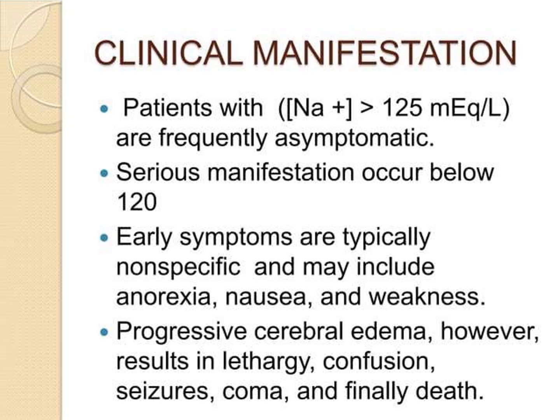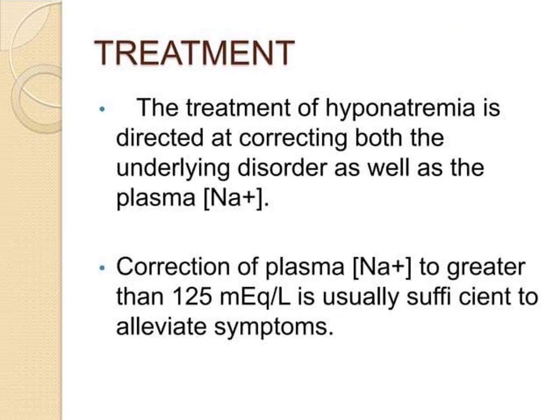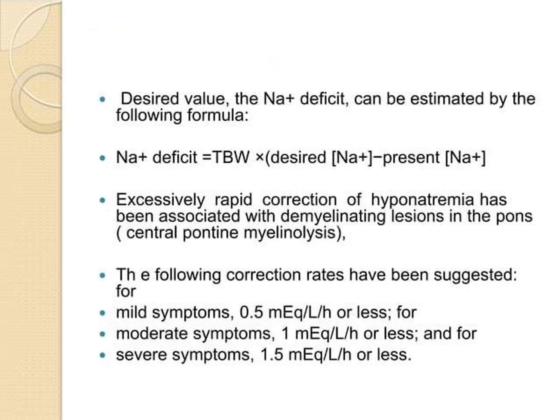Progressive cerebral edema, however, results in lethargy, confusion, seizures, coma, and finally death can also occur. Treatment of hyponatremia involves correcting both the underlying disorder as well as plasma sodium. Correction of sodium to greater than 125 is usually sufficient to alleviate symptoms. If the patient has severe hyponatremia, we can use 3% NS, and if the patient has moderate symptoms, we can use plain NS. If it is severe, we have to give 3% NS initially, 10 bottles per 10 minutes in 3 hours.